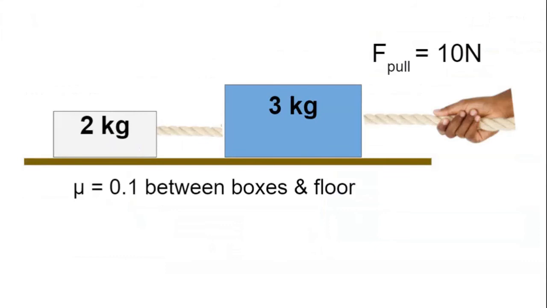Let's consider the same example again, but now let's add one confounding factor. Let's assume there is friction between the boxes and the floor. Here we are saying that the coefficient of kinetic friction between the boxes and the floor is 0.1. Recall that the equation for kinetic or sliding friction is that the force of friction is equal to the coefficient of friction multiplied by the normal force on the object.